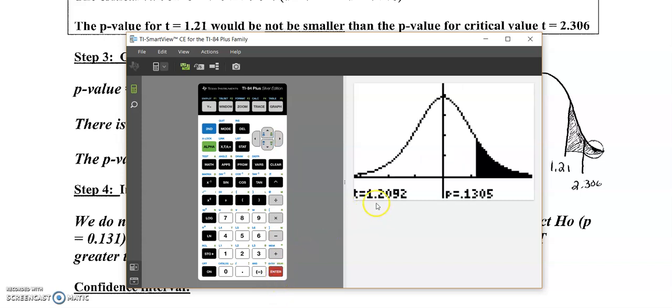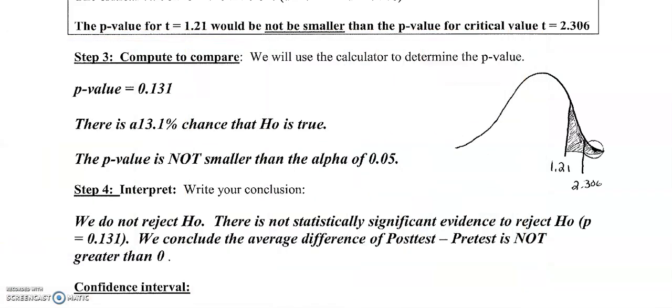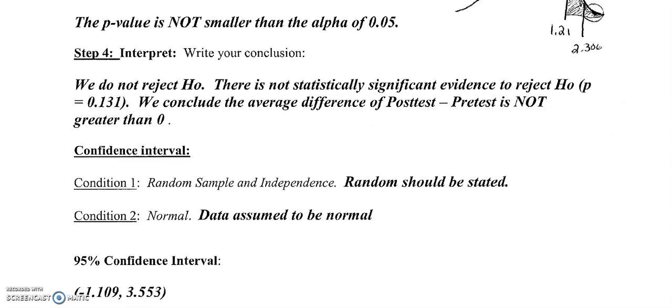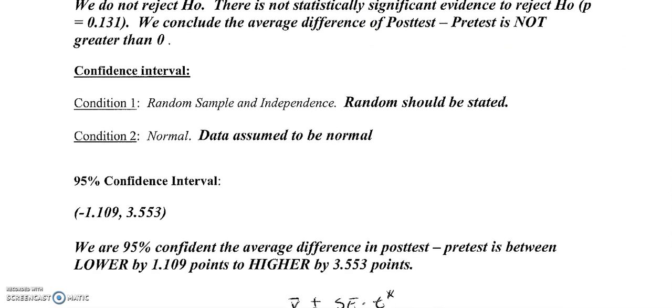And we get our test statistic of 1.2092, very close to what we got by hand, and our p-value of 0.1305. We're going to compare that p-value to our alpha. Our p-value of 0.131 is not smaller than our alpha of 0.05, so we do not reject H0. There is not statistically significant evidence to reject H0. We conclude that the average difference of post minus pretest is not greater than 0. Notice the pattern: do not reject, not enough evidence, not greater than 0. So the difference is not greater than 0. We can't say that the workshop works.